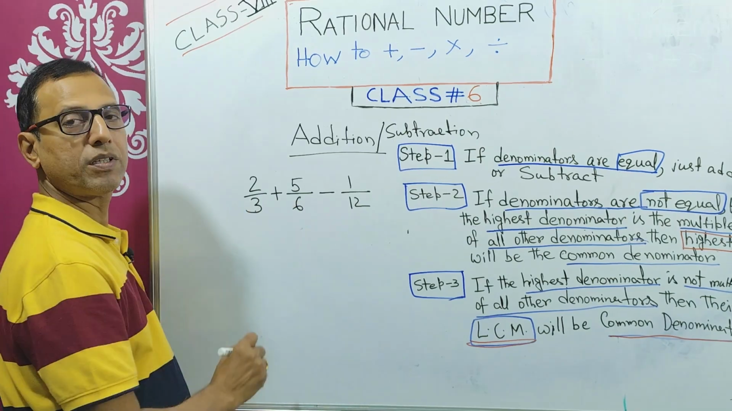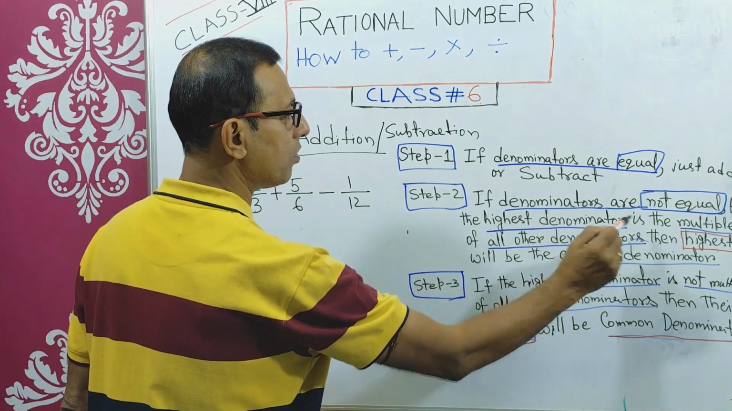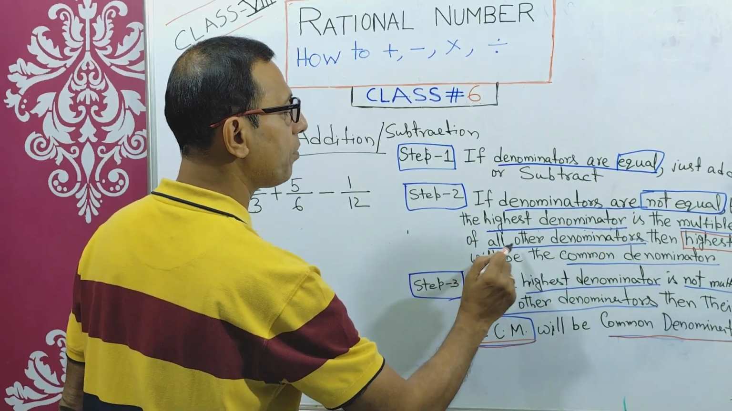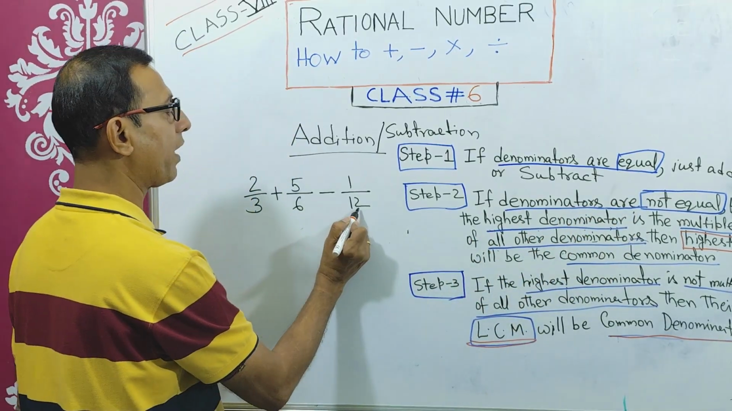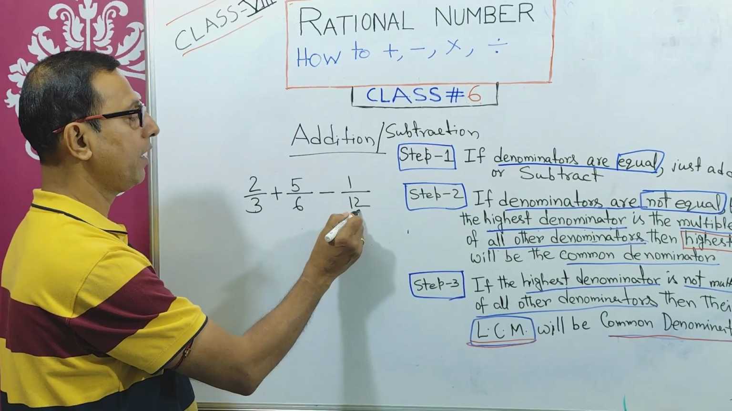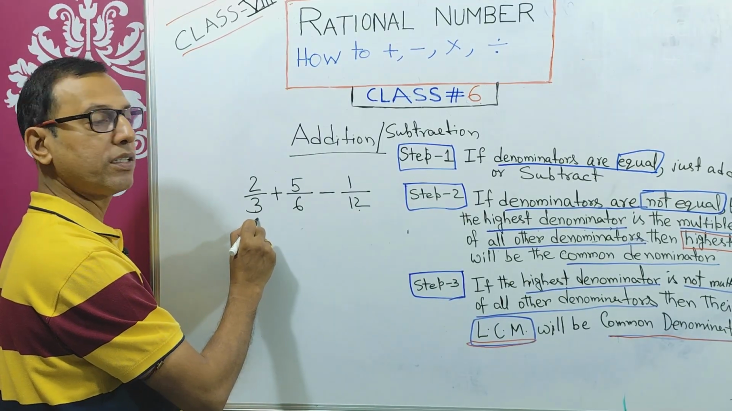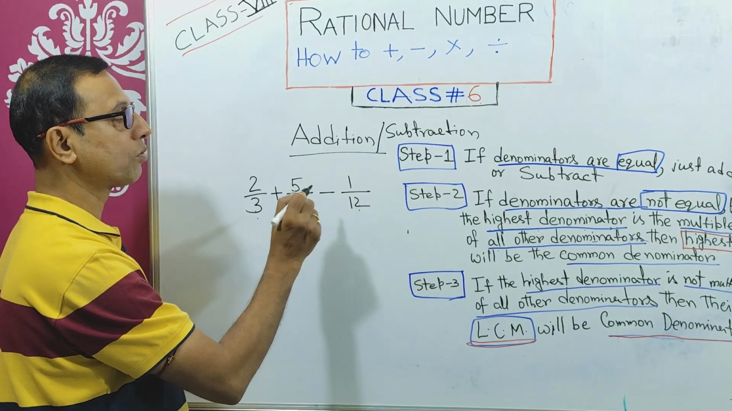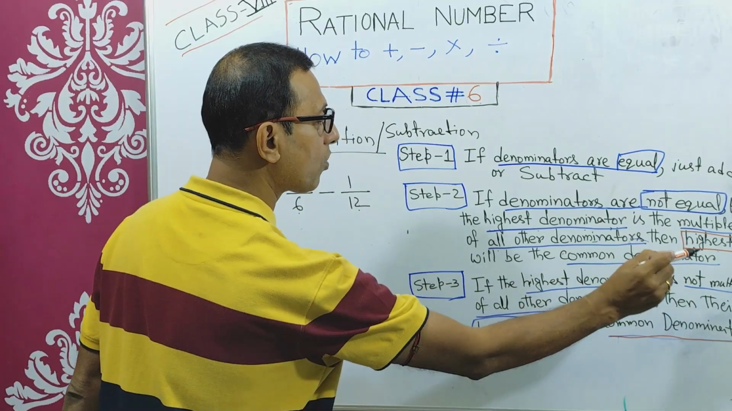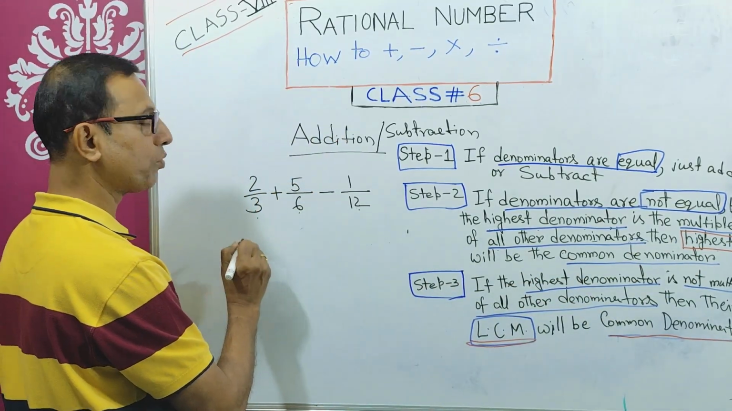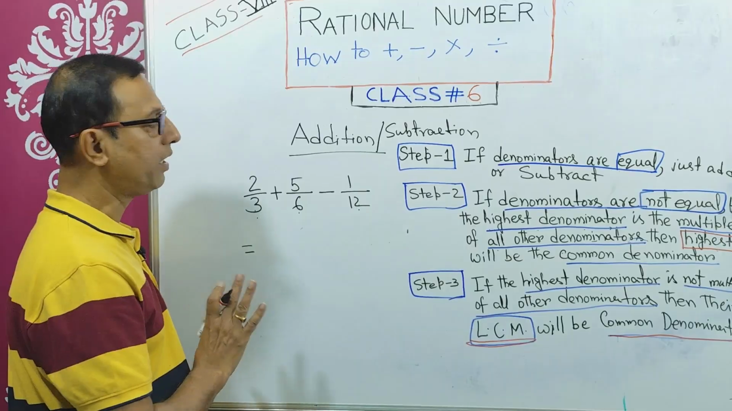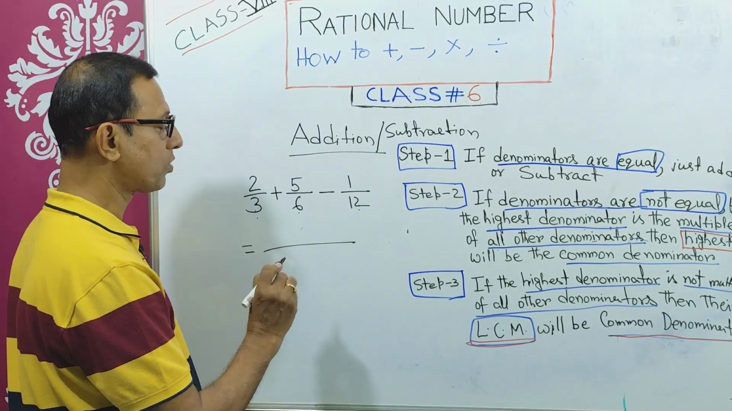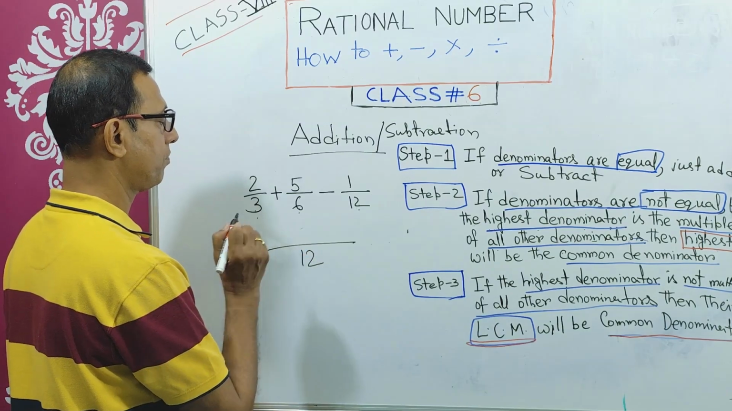3, 6, 12, three denominators. Which one is the highest denominator? If denominators are not equal, but the highest denominator is a multiple of all other denominators. So the highest denominator is 12. It is a multiple of 3, 3 4s are 12. It is also a multiple of 6, 6 2s are 12. So in that case, the highest one will be the common denominator. You need to actually find out the common denominator, then the task is easy. Almost done. So it is 12.